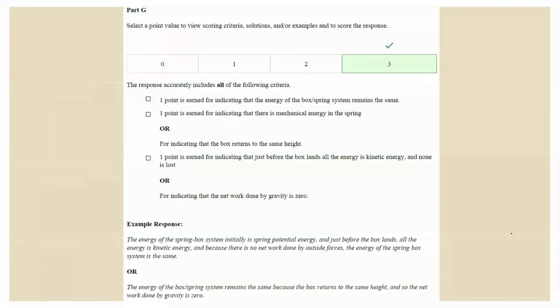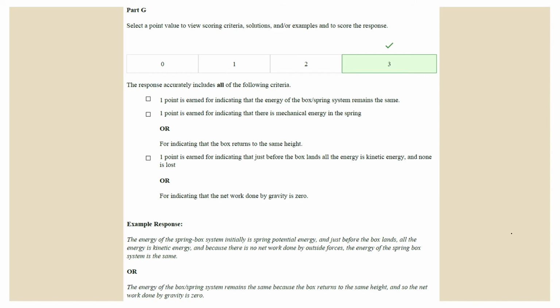Moving on to the scoring guide here, this was a 3-pointer. You got 1 point for indicating the energy of the box spring system remains the same, basically just stating that the energy is conserved. You got 1 point for indicating that there is mechanical energy in the spring. Don't give up on these questions. Because notice, if you had no idea what the answer was and you just said the spring has spring energy in the beginning, you would have gotten a point. Notice the second point is for saying when the box lands, all the energy is kinetic and none is lost. You would have got points.